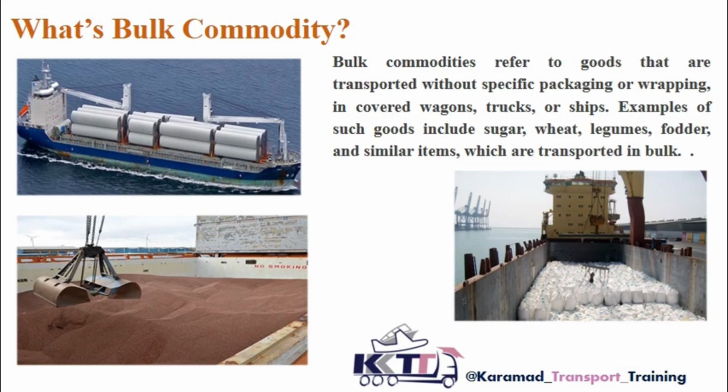The first term we want to review together is bulk goods, which is also referred to as bulk commodity. You may often hear people say the goods are bulk or in bulk, but what do they mean by that? They mean that the goods are without any kind of packaging or wrapping. These types of goods are usually transported in wagons, covered trucks, or by special ships designed for carrying bulk cargo, as you can see in these images. Goods like sugar, wheat, grains, alfalfa, and similar items that lack any kind of packaging are usually transported in bulk as well.